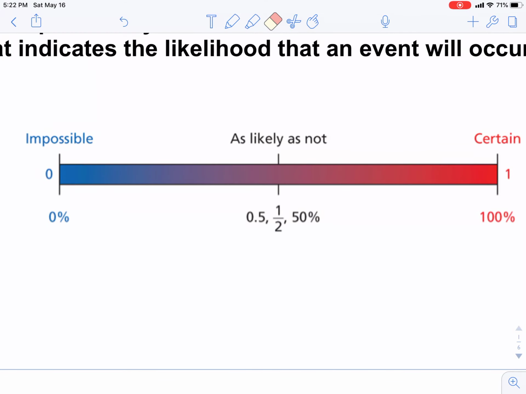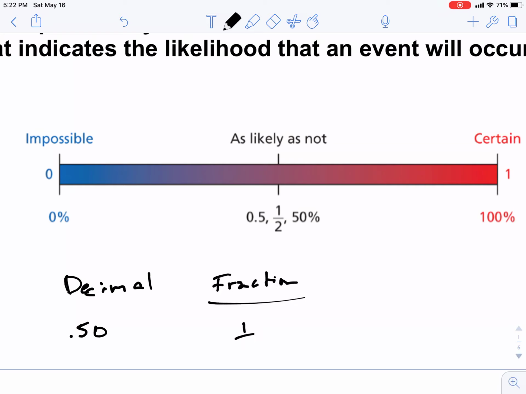Now when we talk about probability, 3 ways to write our answers. We can write it as a decimal, so 0.5 or 0.50, as a fraction, 1/2, could be 3/6, stuff like that, or as a percent. Percents are easy to notice because they have the percentage symbol at the end. Okay, so decimals, fractions, percents, either way is good to go.